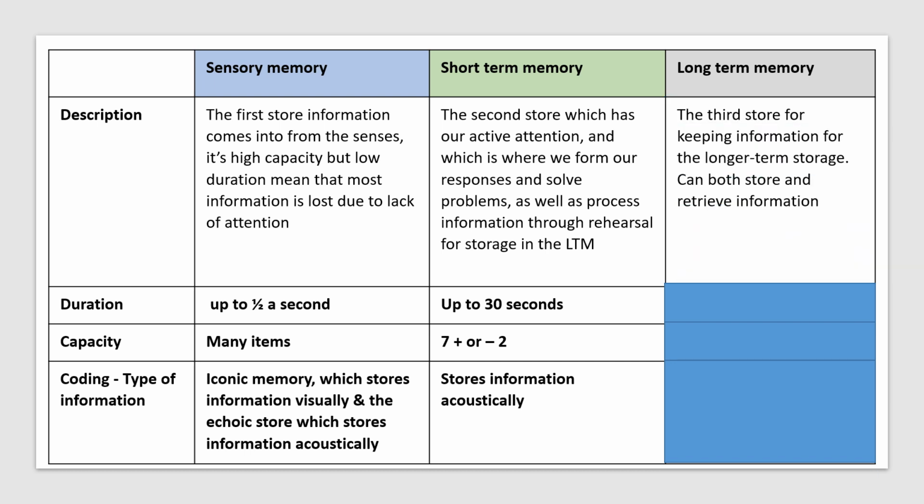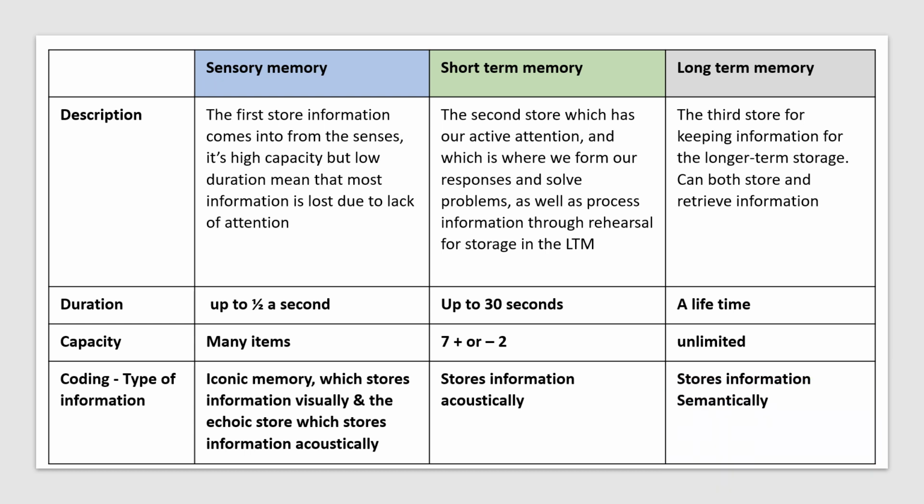Fantastic. Long-term memory. So the third store, keeping information for long-term storage, can both store and retrieve information. It lasts a lifetime. It's unlimited when it comes to the capacity. Brilliant. Not unlimited duration, because sadly our memories only last as long as we're alive. It also stores information acoustically and semantically, which means by meaning. Okay, so acoustically is short term, long term is semantically, based on meaning. But how do we forget things? Because we do, don't we?